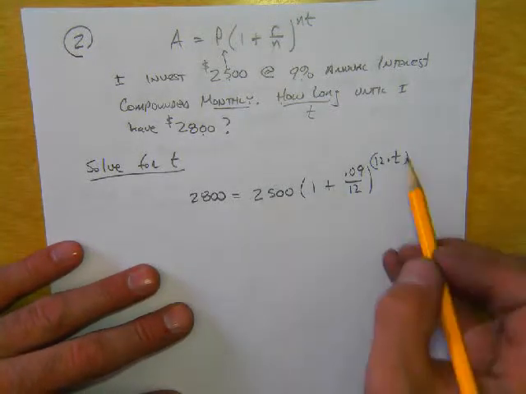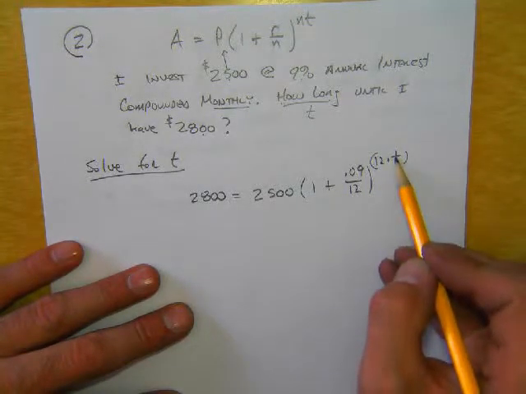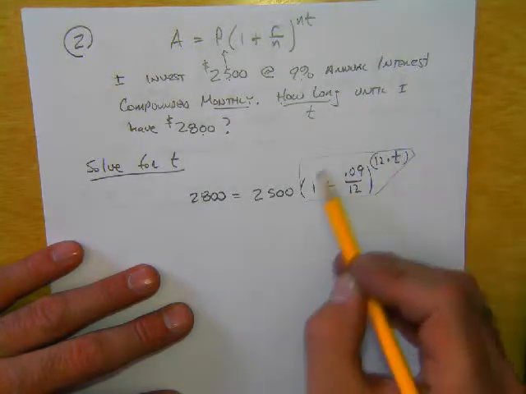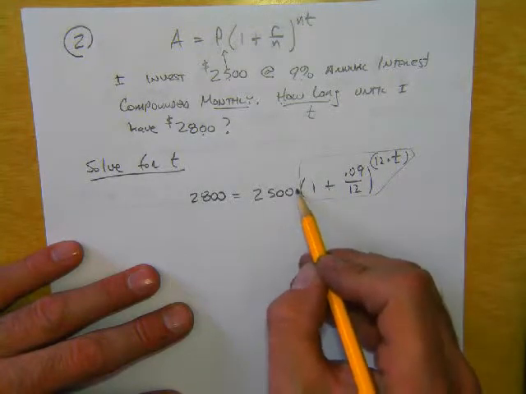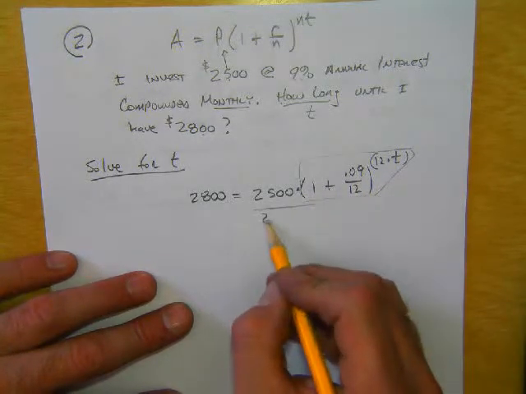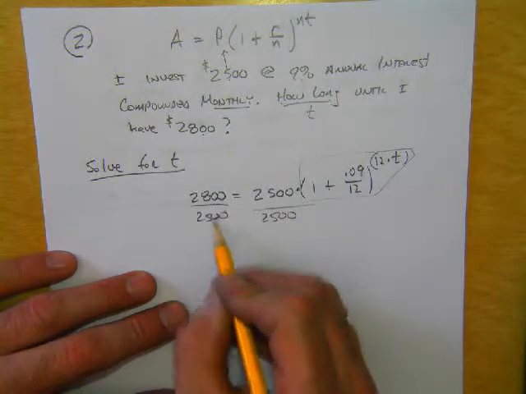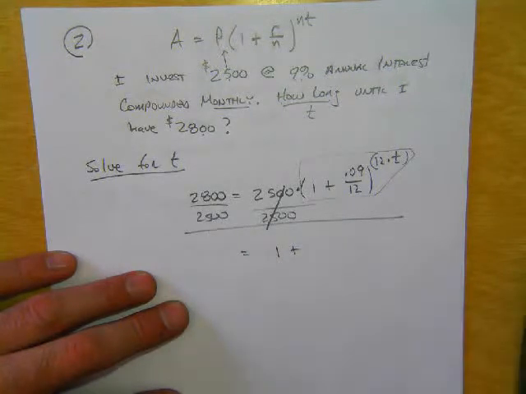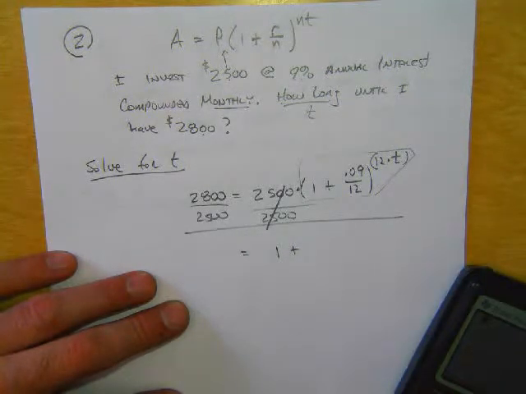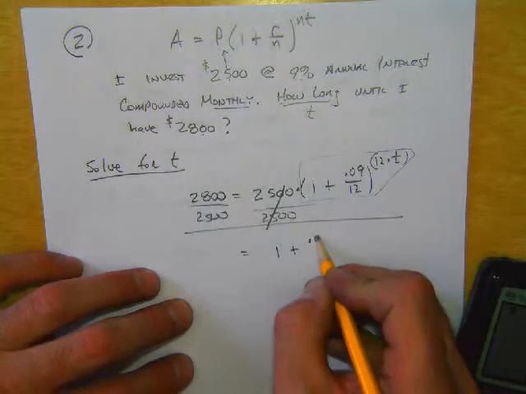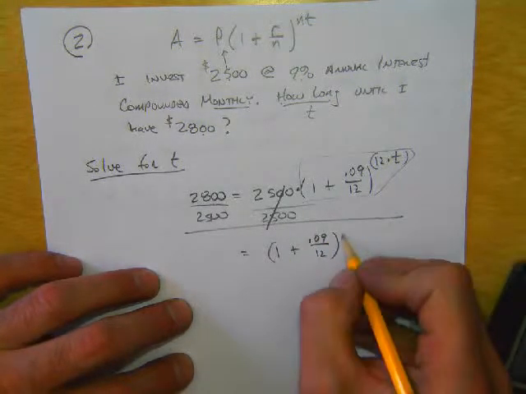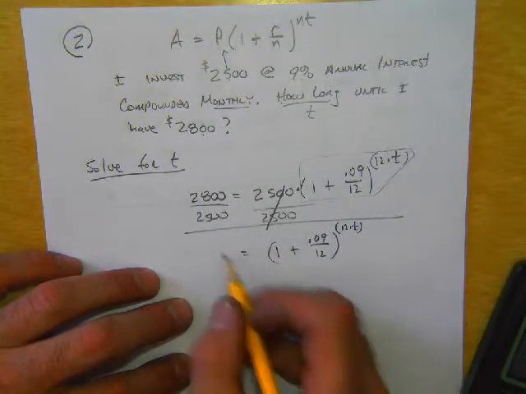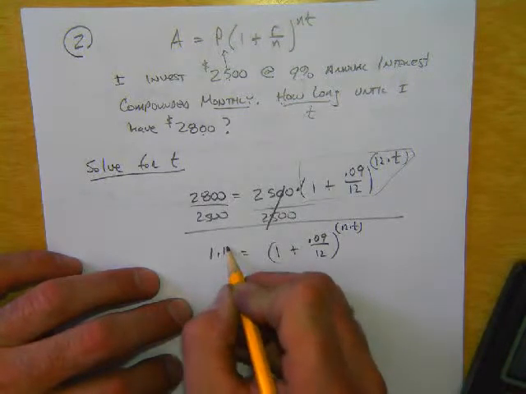First of all, we're solving for this t, which is in the exponent, and so we need to solve for this whole big chunk here. So 2,500 times this chunk, we can divide by 2,500. That cancels, and we'll get 1 plus 0.09 over 12 to the 12 times t, and 2,800 divided by 2,500 is 1.12.